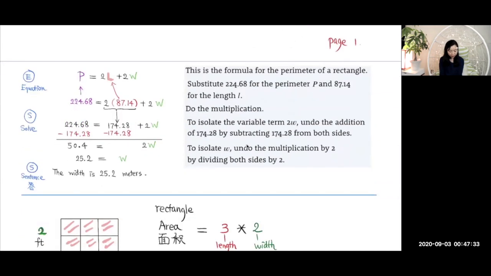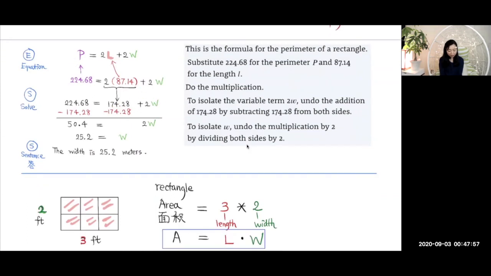Now the next step is S. S here stands for solving it. To solve this, we first do the multiplication right here. So multiply this 2 to get this simple number right here. We're trying to solve for W, so we just need to isolate this variable W. First, we want to isolate the term 2W. To do that, we need to subtract this 174.28 on both sides. That will give us 2W equal to this.